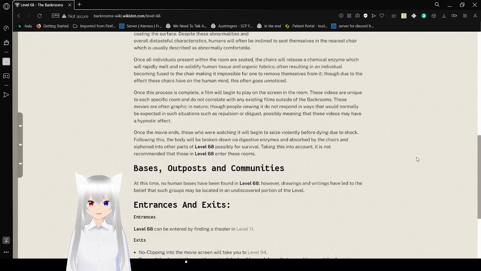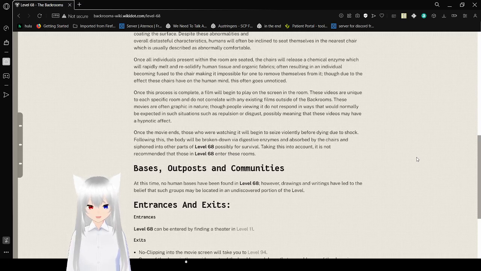Once this process is complete, a film will begin to play on the screen in the room. These films are unique to each specific room and do not correlate with any existing films outside of the Backrooms. These movies are often graphic in nature, though people viewing them do not respond in ways that would normally be expected in such situations, such as repulsion or disgust. Possibly being that these videos may have a hypnotic effect.